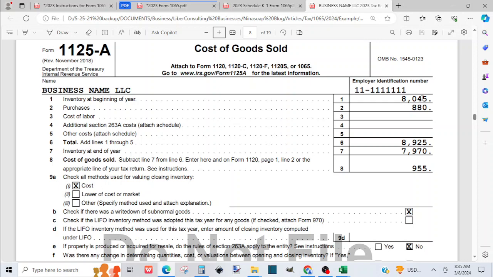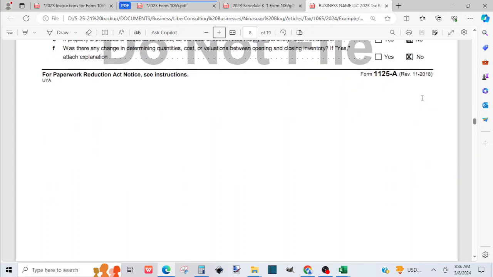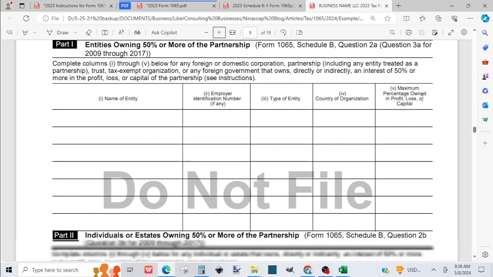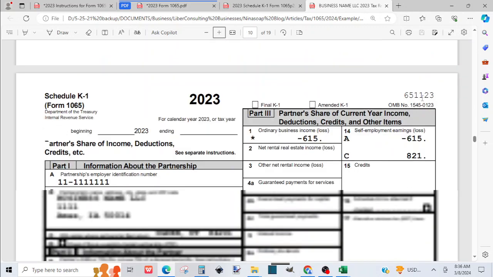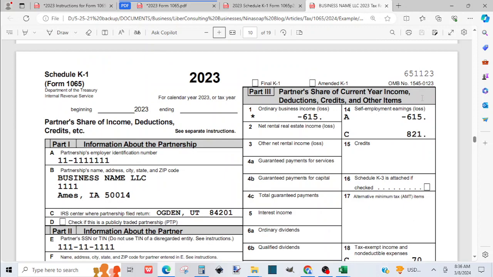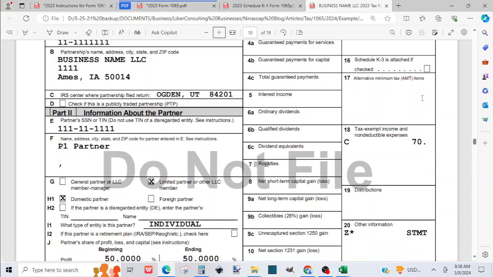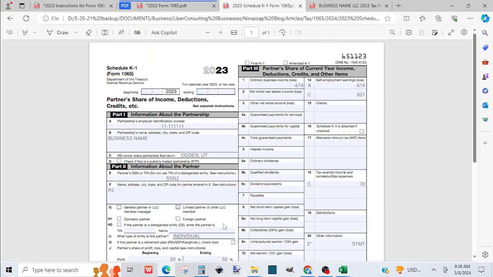This one had $1 up there. Schedule B-1, and then we have the partners. So the partners here, we missed that one as well. Let's check our schedule here. Schedule K-1.